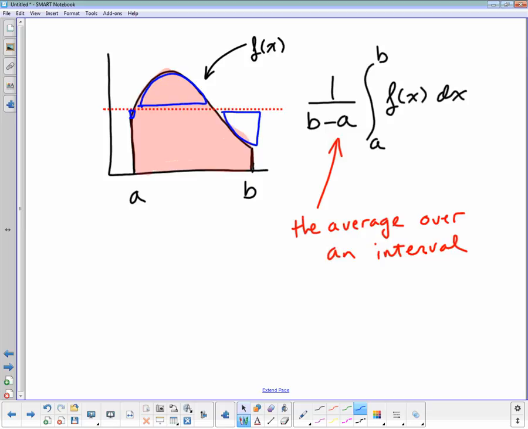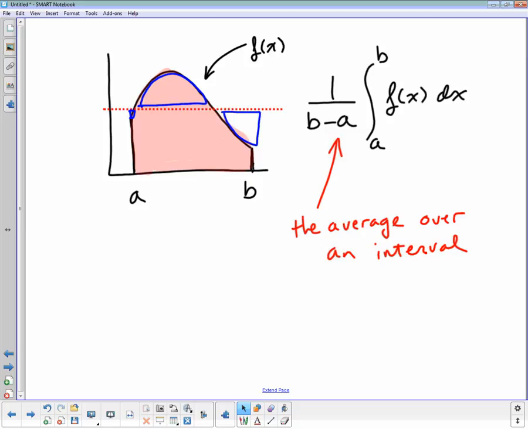Right. That's how it works. Exactly. So it's the average height. Okay. And there are problems that we can definitely do in here. There are problems on page 172, if anybody wants to look at those.